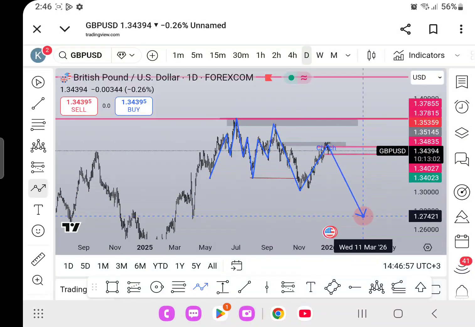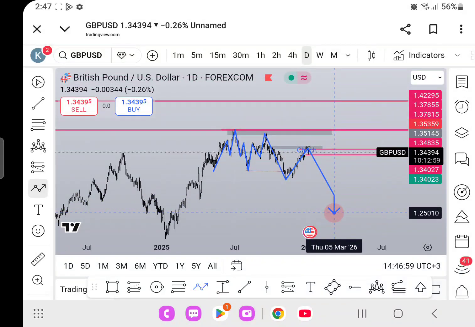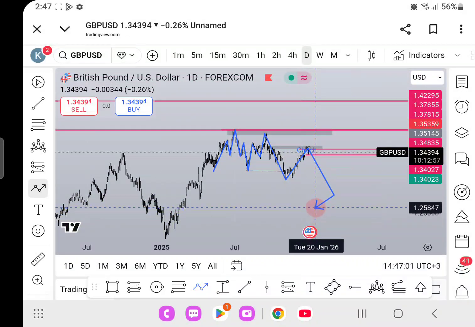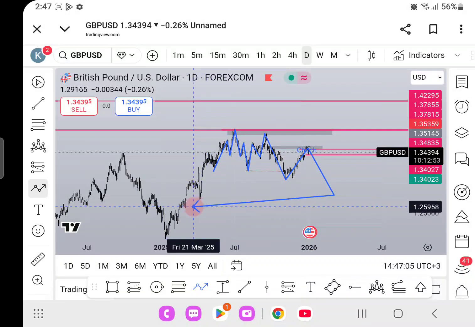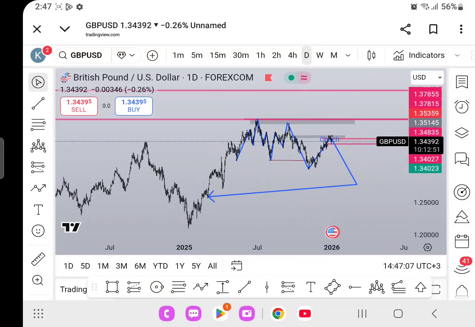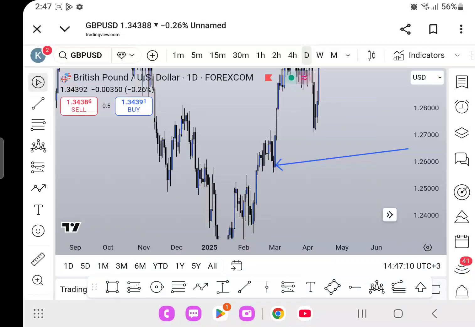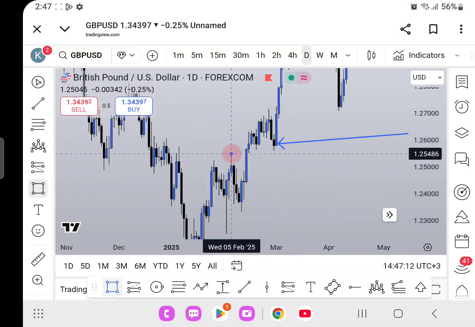Maybe the market will come all the way to this zone. I see a zone here. I see a zone here, right here. Let me try to magnify it, and you see, I see a very perfect demand here.